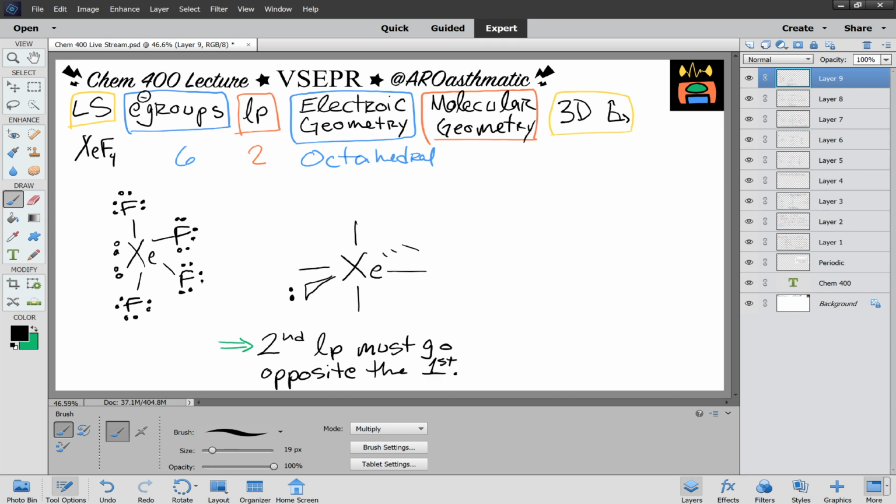All right, the second lone pair you place must go opposite the first. So since I put my first lone pair here, the second one needs to go 180 degrees from it. Now we add in our fluorines, and we're on our way to our molecular geometry.